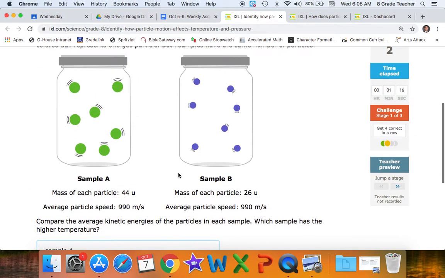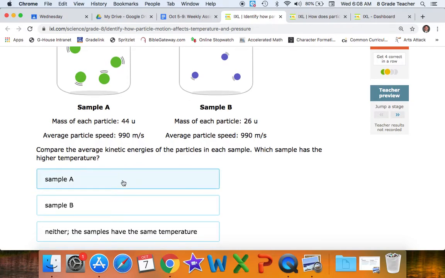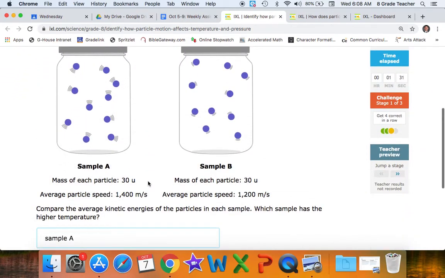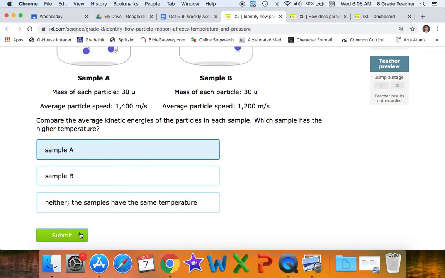Here again, sample A and sample B. Higher mass, same average speed, but because it has a higher mass overall, it's going to have the higher overall amount of kinetic energy, therefore a higher temperature. Here again, 30 and 30, 1400 and 1200. If they have the same mass in the particles, we're looking at sample A as having a greater speed, but the last factor to contribute would be the number of particles. 1, 2, 3, 4, 5, 6, 7, 8, 9, 10. The biggest factor here is the average particle speed, so sample A is going to be our best bet.